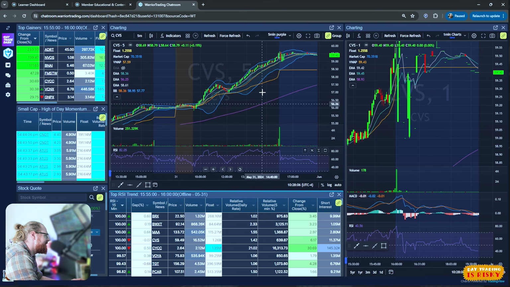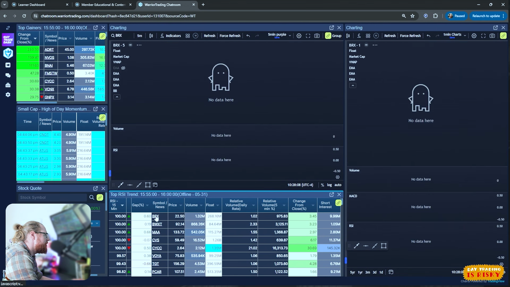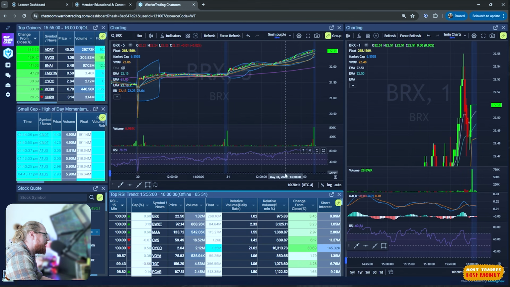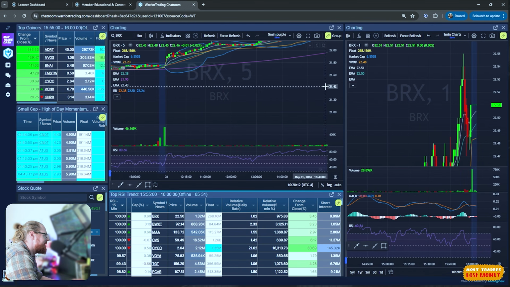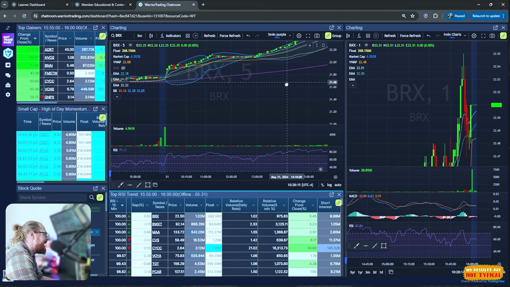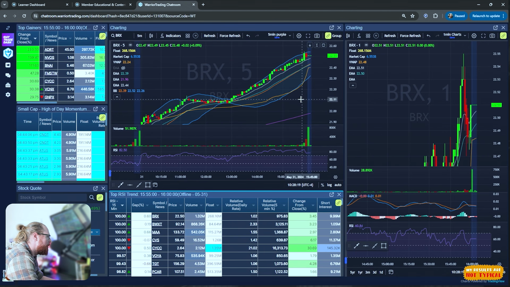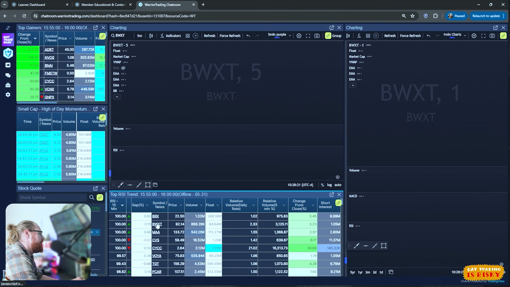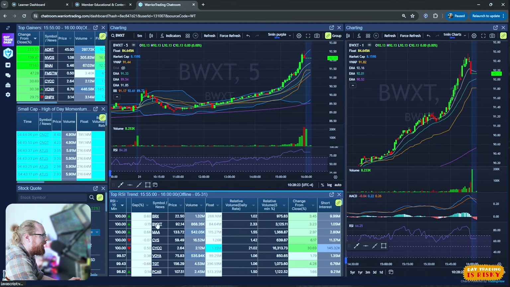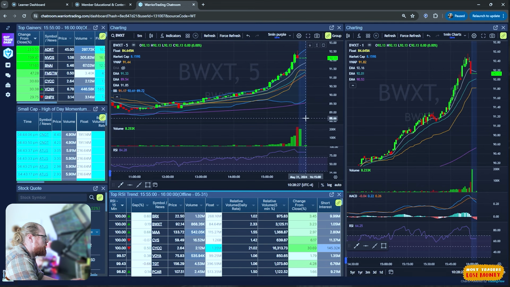Okay, so CVS is another one, and you'll notice that these two charts are somewhat similar, which is common and more likely that this ties in with overall market strength. So when the overall market is strong, a lot of these stocks will just trend with the market. This, however, is a really interesting example.